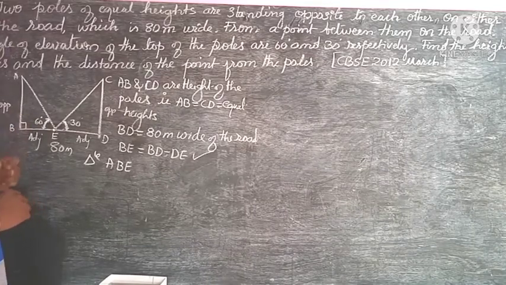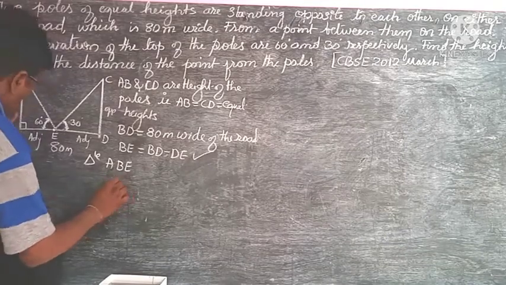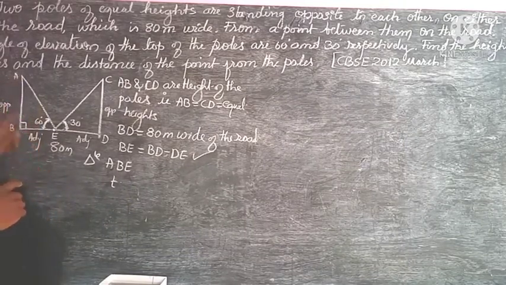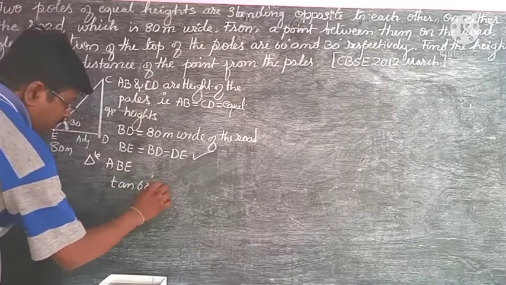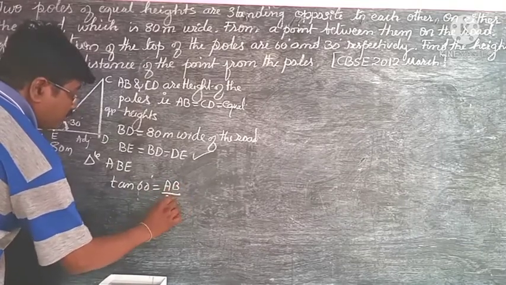The angle of elevation is 60 degrees, given. Therefore tan is opposite side over adjacent side. Understood? Tan. So here we take tan 60 degrees is equal to AB divided by BE.